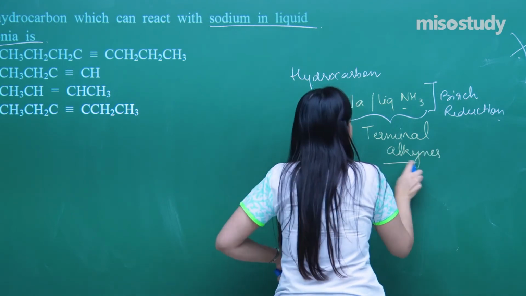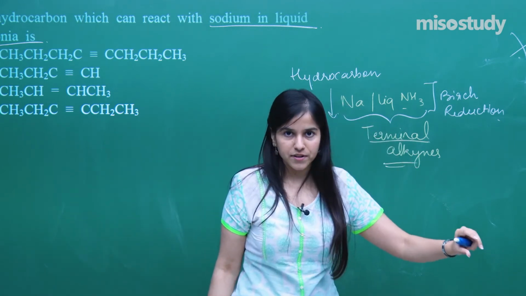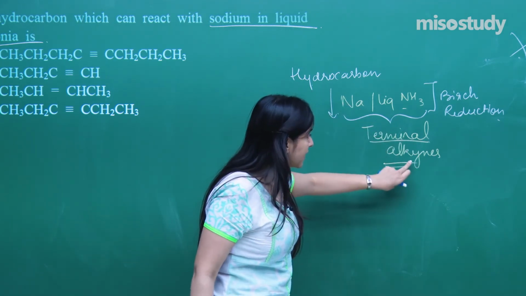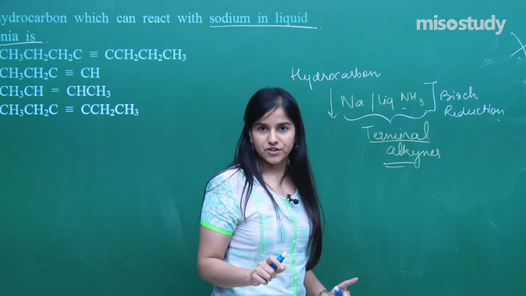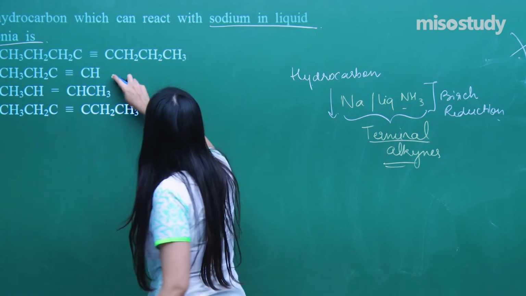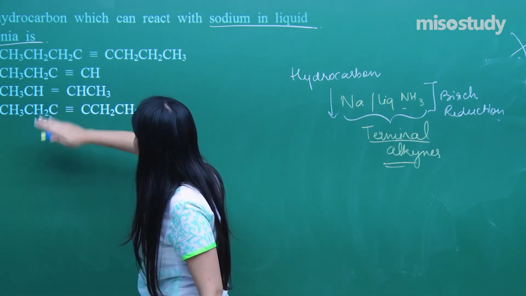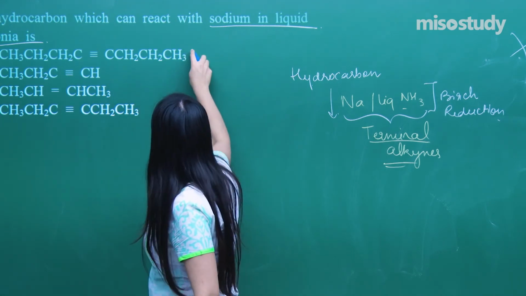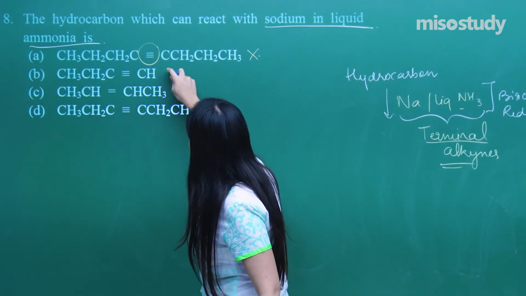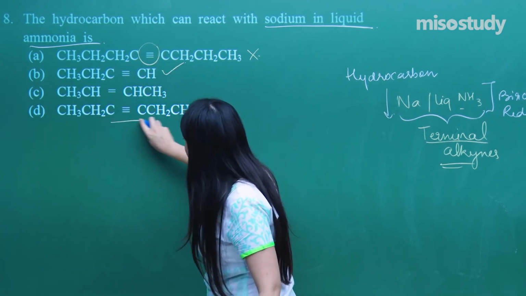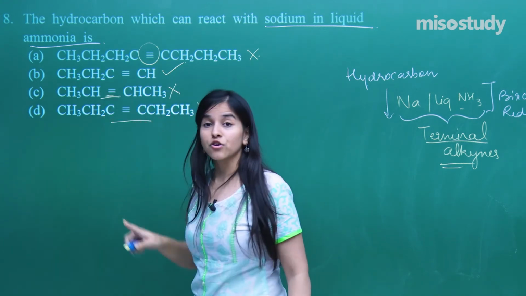So it always reacts with terminal, that means the triple bond must be on the last carbon first, and it must be an alkyne, not an alkene. So that is the condition for this reagent. So if you observe here, which is the terminal alkyne present? Terminal means on the last carbon there should be a triple bond. This is not, because here the triple bond is somewhere in the middle. This is, but again here this is not an option, because this is alkene, not alkyne.